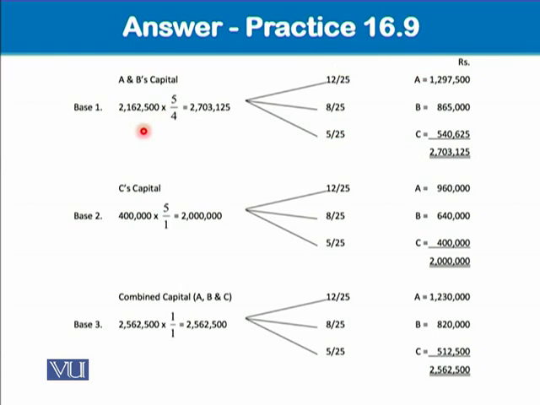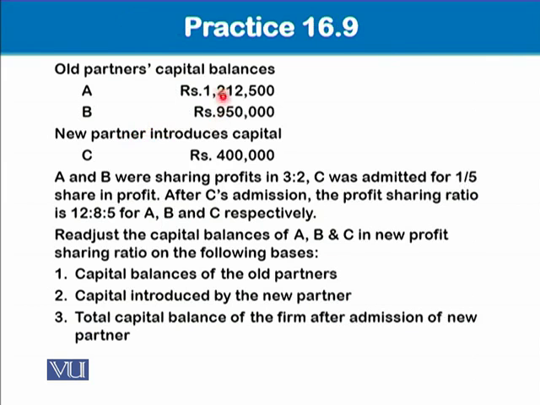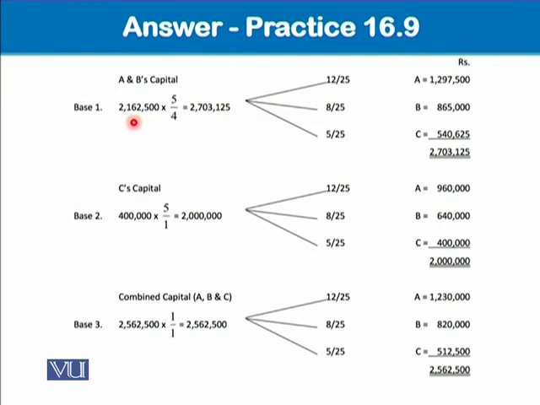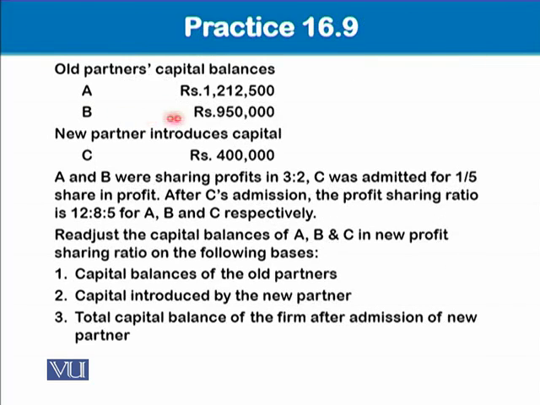Just focus on base 1. How much is the total amount of capital of A and B? Number 1, the capital balance of the old partners, A and B, is 1.2 million and 0.95 million. Over here the total comes to 2.162.5 million. You can read it as 2,162,500. This amount of capital is representing A and B.